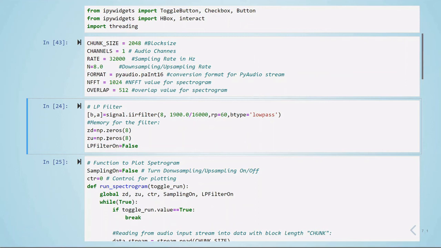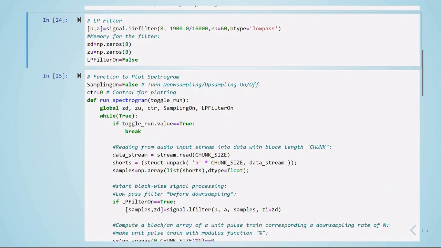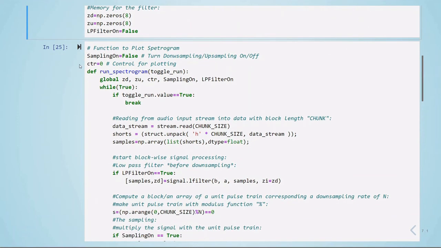And here is the memory for the filter, and this is just a Boolean variable to turn the filter on and off that we are going to use inside our function and to control with the graphical user interface. We can also control the sampling, the downsampling followed by upsampling, to turn on and off. Here we are using just some control for plotting.